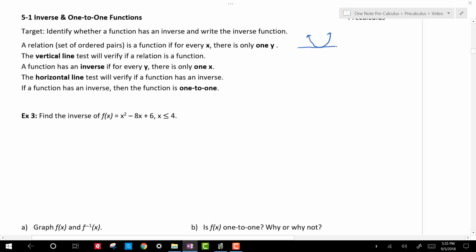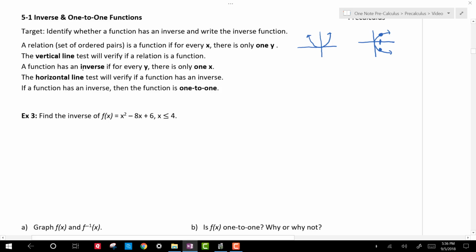Okay, and I'll just draw the parent function parabola. Okay, if I were to draw that graph as its inverse, it would look like this. And now you can obviously see that it doesn't pass the vertical line test. And you can also see, let's just call this x equals 1. I have a point here at 1 comma 1, and I would have another point down here at 1 comma negative 1. So that does not hold true. If a function, for every x there is only one y. The vertical line test will verify if a relation is a function.